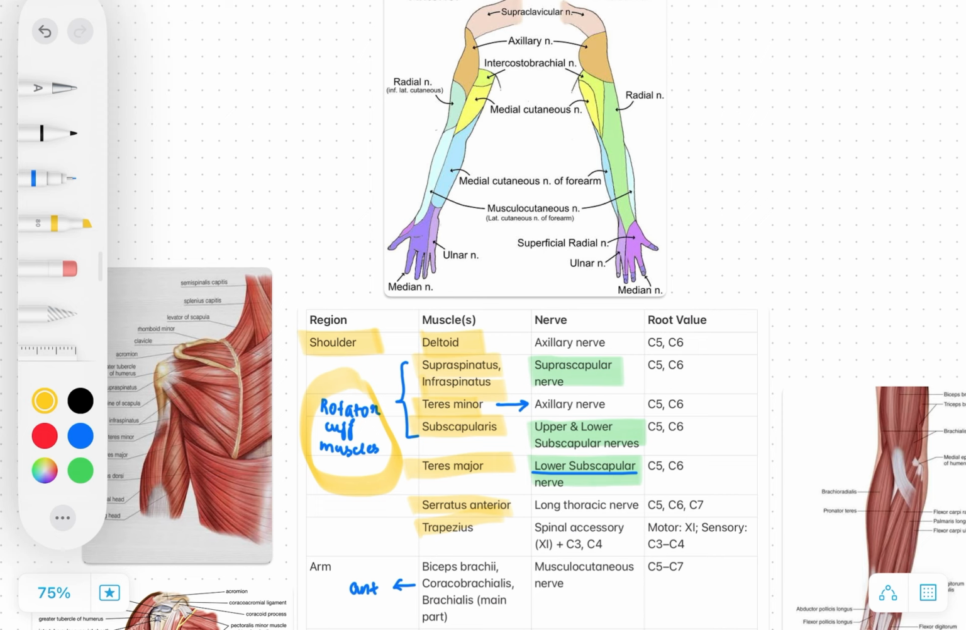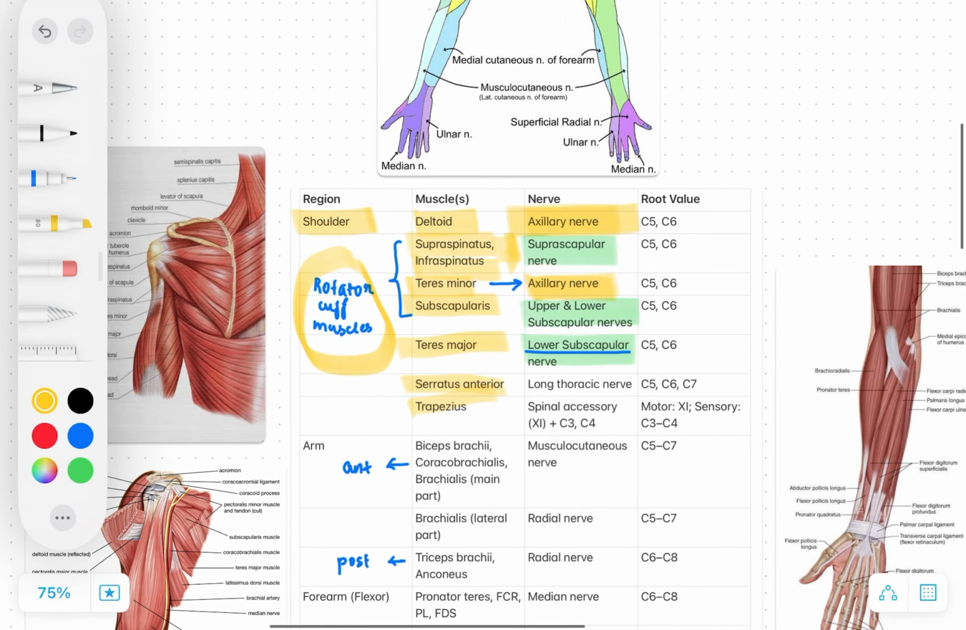Except the supraspinatus and the infraspinatus, which are supplied by the suprascapular nerve. The subscapularis, as the name suggests, is supplied by the subscapular nerve. The teres minor is supplied by the axillary nerve, and also the deltoid is supplied by the axillary nerve. So teres minor and the deltoid are supplied by the axillary nerve, supraspinatus and infraspinatus by the suprascapular nerve, subscapularis is supplied by the subscapular nerve.